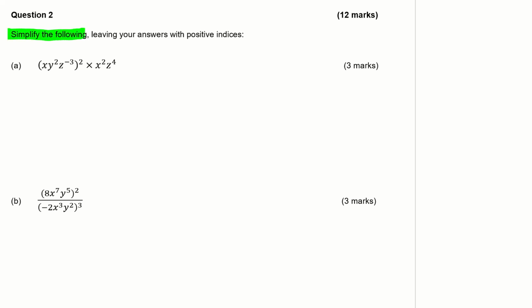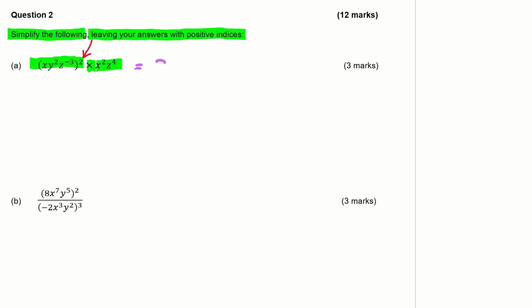Simplify the following, leaving your answers with positive indices. First one we have (xy² z⁻³)² and then we're multiplying that by x² z⁴. Now the important thing here is that this squared applies to everything inside the bracket.